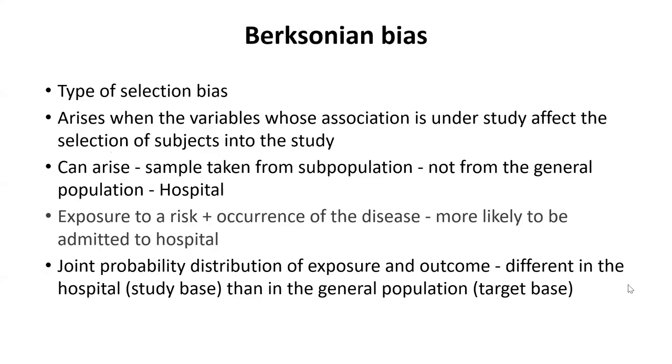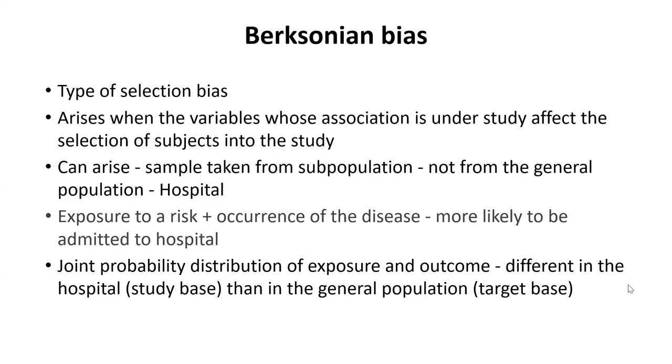So when does this happen? This happens when you do not study the entire general population, but you focus on a subpopulation. And the classical case is, without studying the general population, we study hospital admitted patients, or you conduct a hospital based study instead of a population based study. And here, when both the exposure to a risk and the occurrence of the disease are present, the patient is more likely to be admitted to the hospital than an individual who just has the disease.